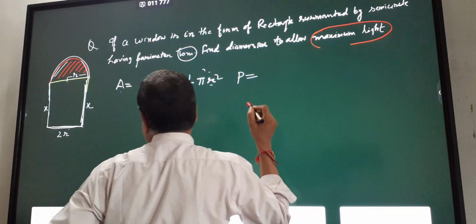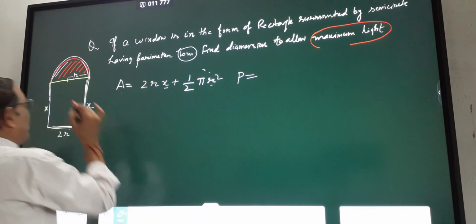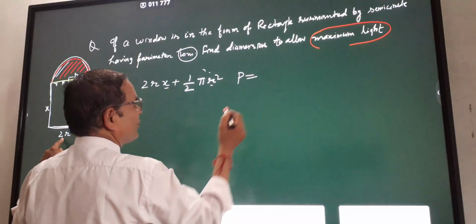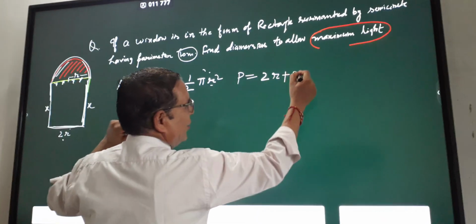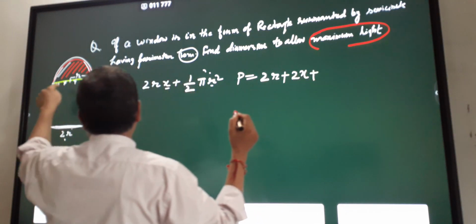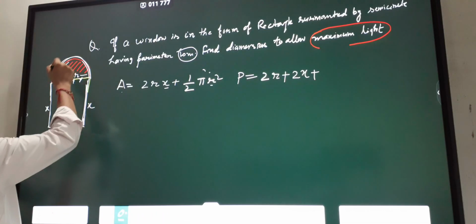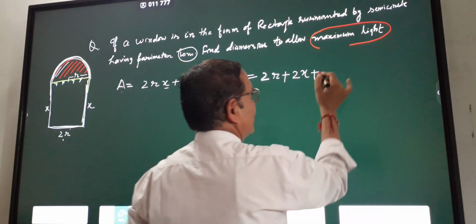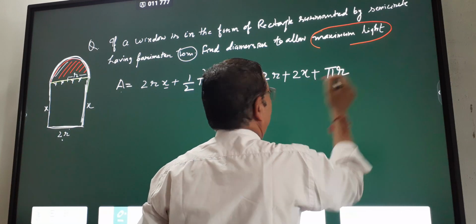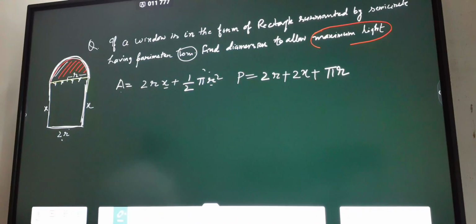What is the perimeter of this window? Window means only the outer boundary; don't include this foot in the perimeter. Perimeter means boundary. So here the boundary is 2r, plus x and x, that is 2x, plus this region, which is the semi-circumference. The circumference is 2 pi r, so the semi-circumference is pi r.